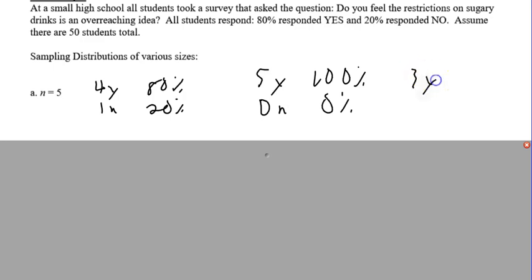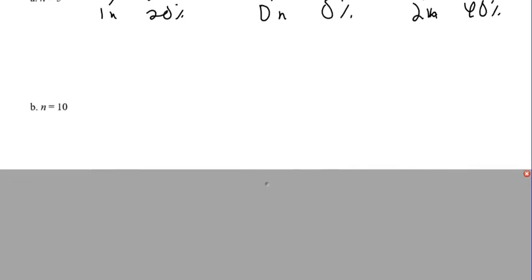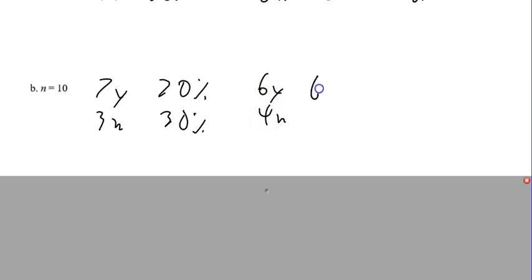And let's say it was 3 yeses and 2 nos. Not as likely, but you know, that's 60% and 40%. Now, let's say we went up to 10 people. Okay? A little bigger sample. Let's say we got 7 yeses and 3 nos. Well, that's 70% and 30%. But if we had 6 yeses and 4 nos, again, we're already at 60% and 40%.